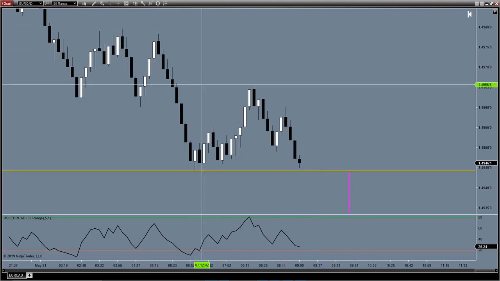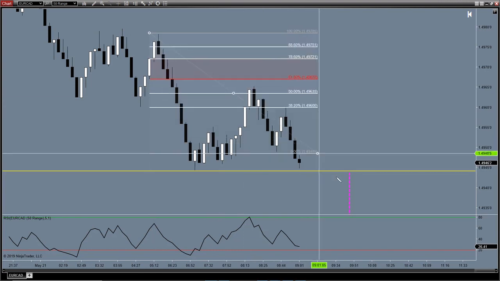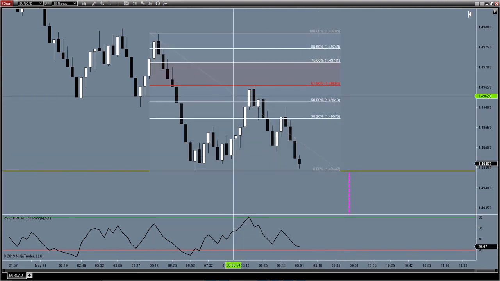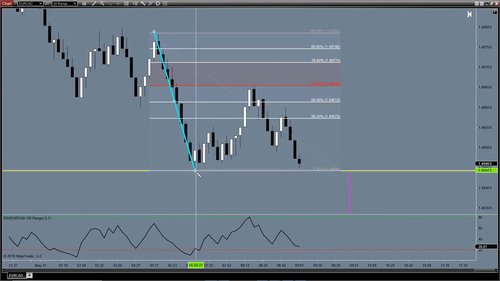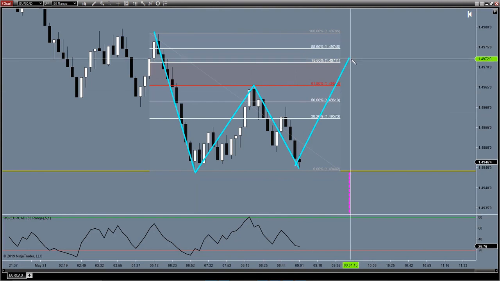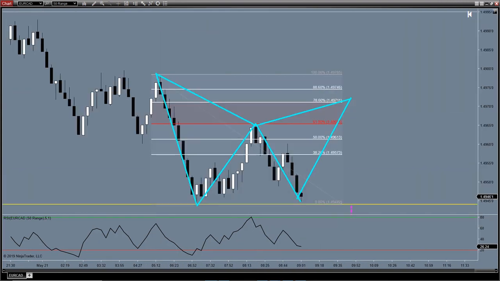And of course, if things reverse, we can always end up putting in a potential advanced pattern formation as well. So let's say we did something like this. We could end up having an X to A to B, B to C, C to D, something like that. But that will come in time. Any questions on Euro Canada?